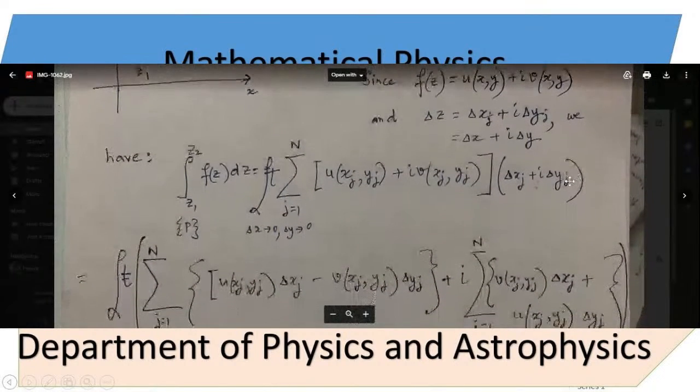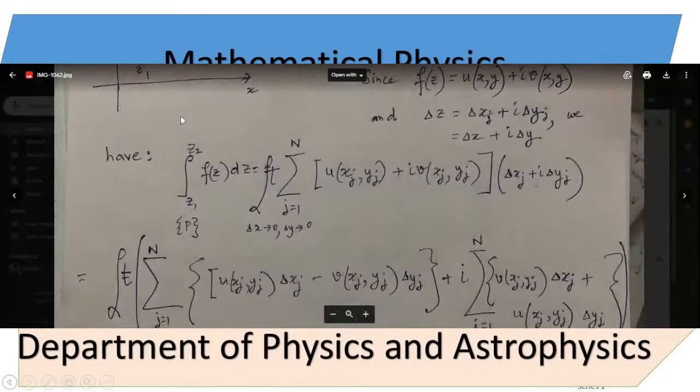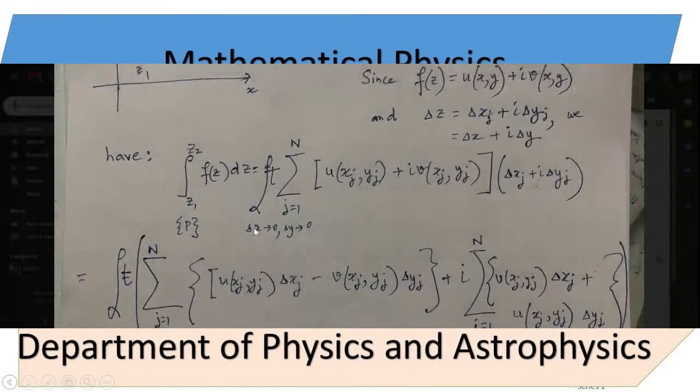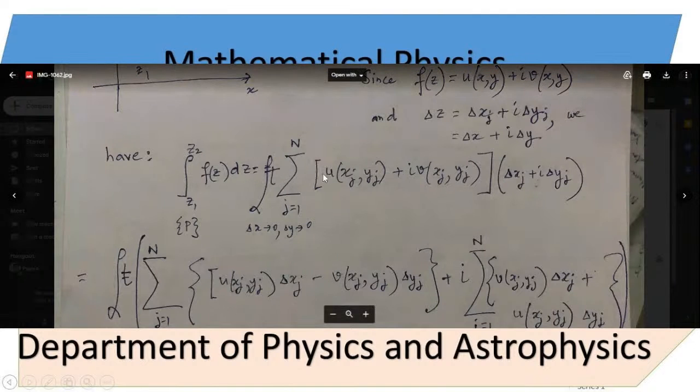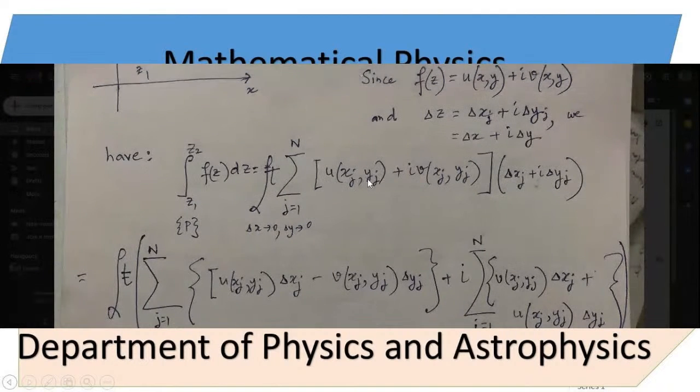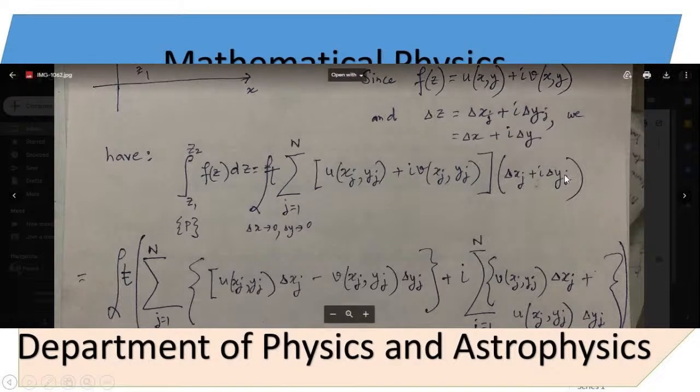And therefore, the integral from z1 to z2 of f(z) dz over the path will be the limit as delta xj goes to 0 and delta yj goes to 0 of f(z). f(z) is what? u(xj, yj) plus i v(xj, yj), multiplied by delta xj plus i delta yj. Okay.